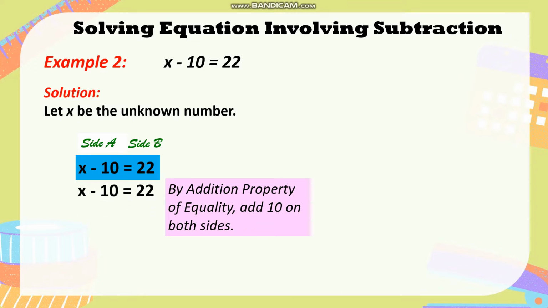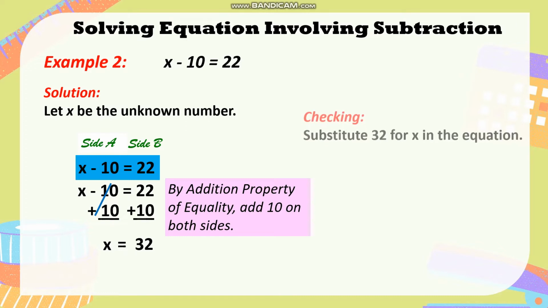X minus 10 equals 22. Sa side A, plus 10. And then sa side B, plus 10. Cancel out negative 10 and positive 10 dahil ang sum ng two opposite integers ay 0. Ang natira na lang ay x. Copy the equal sign. Solve side B. 22 plus 10 is equal to 32. So, x is equal to 32.